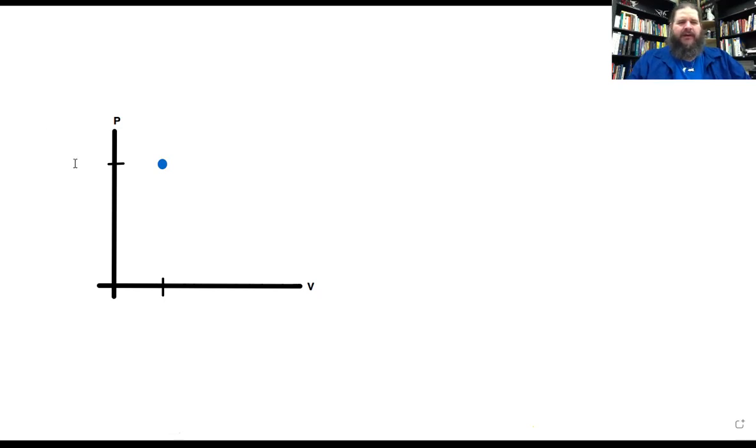So we can call this an initial pressure and an initial volume. In fact, let's throw in some numbers there. Let's say that's 500 pascals of pressure, and let's say the volume is 2 cubic meters.